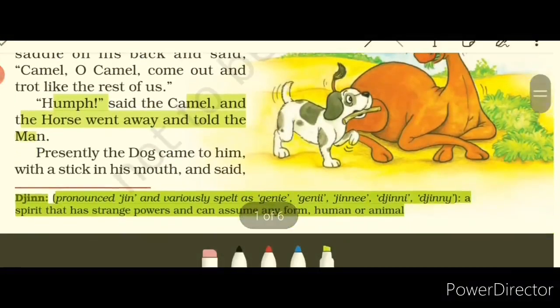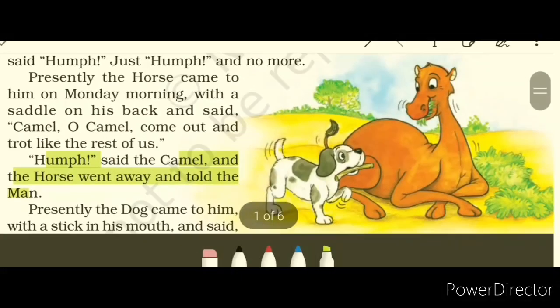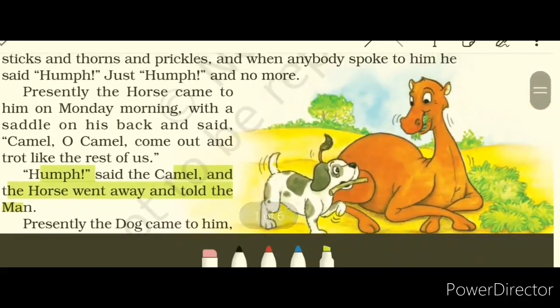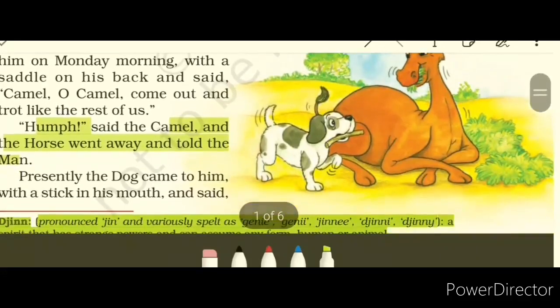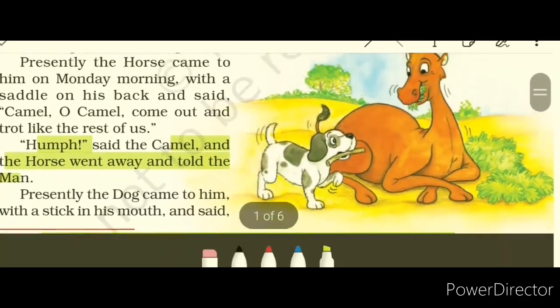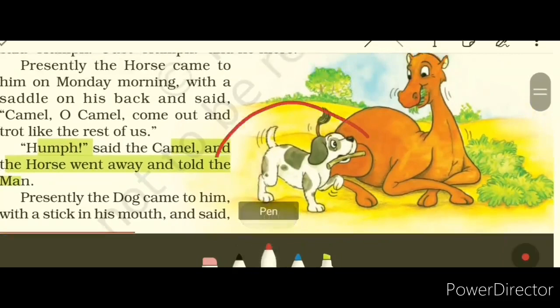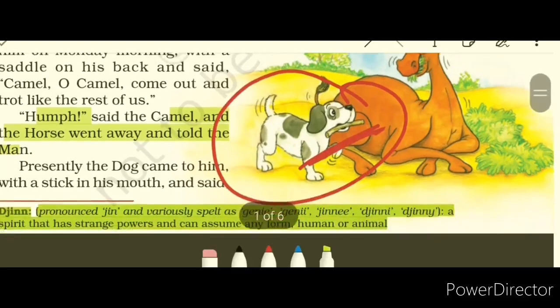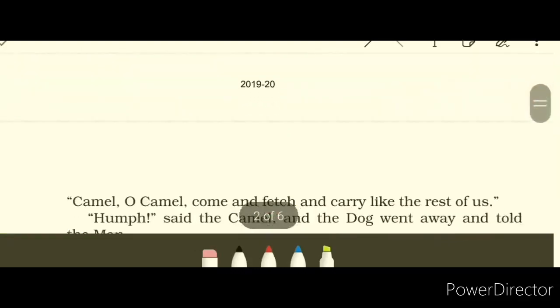And the horse went away and told the man. So the horse approached and asked the camel why he didn't walk like the rest of them, and the camel simply said humph without answering anything. Presently the dog came to him with a stick in his mouth. You can clearly see here is the dog with a stick in his mouth, isn't it? So this dog approaches the camel and says something. What does he say? Let's find out.